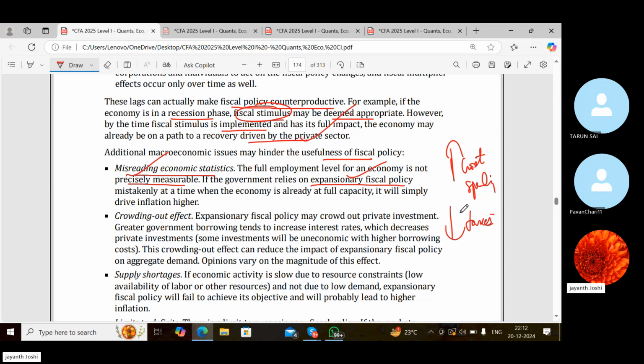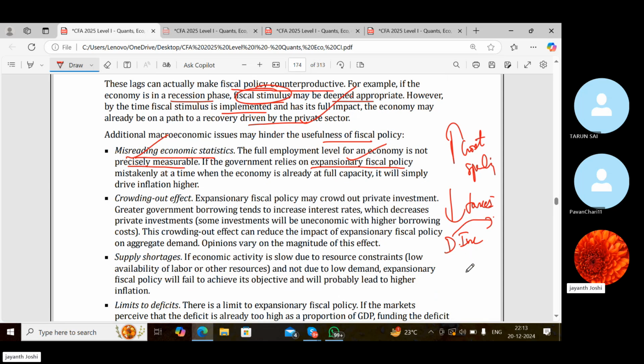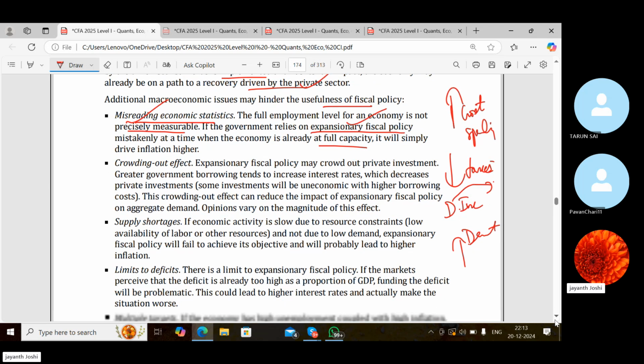Reducing taxes. If taxes are reduced, people have more disposable income. That disposable income they can spend into the economy. That will create more spending, more demand in the economy, and the economy will expand. But if government relies on this mistakenly at a time when the economy is already at full capacity and doing good, it will simply drive inflation higher. Very high demand will again increase the inflation.